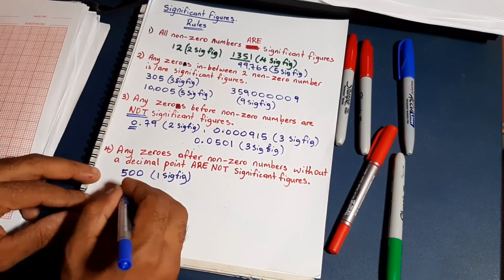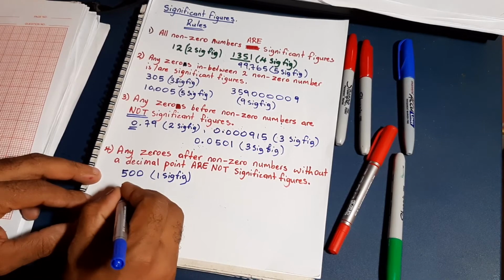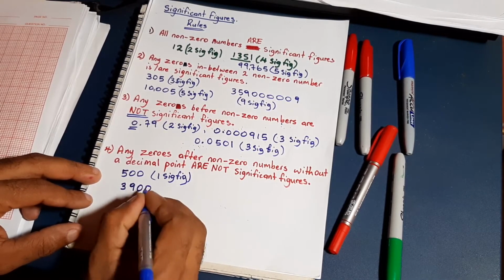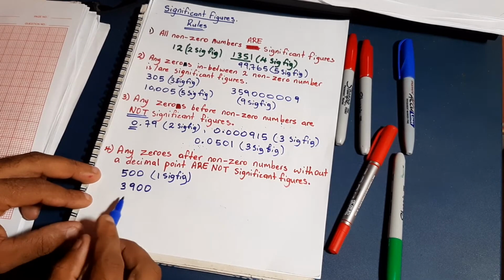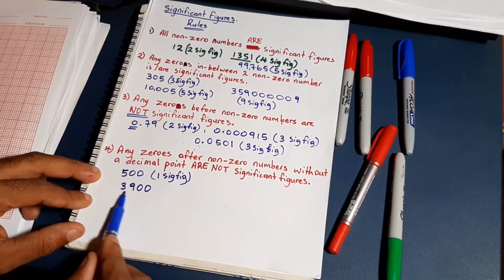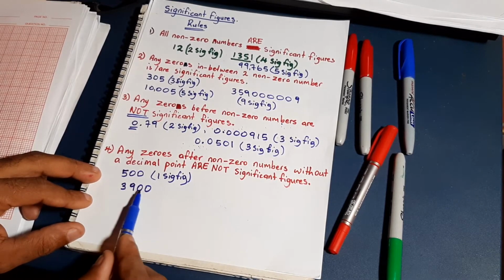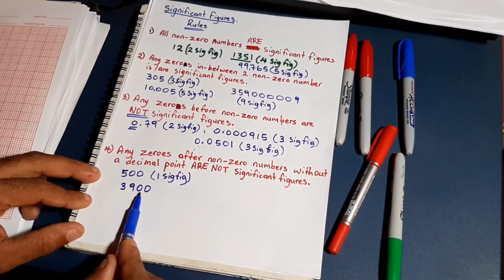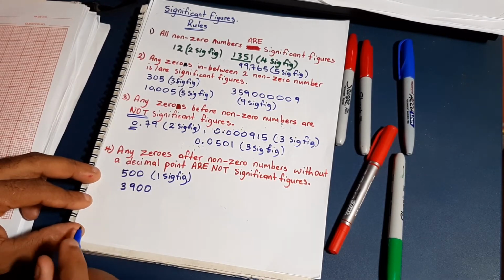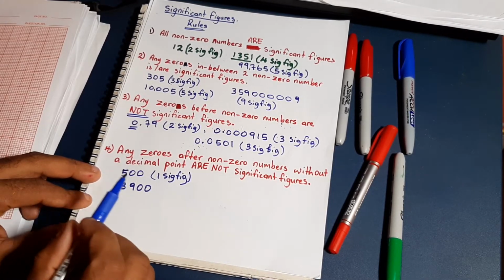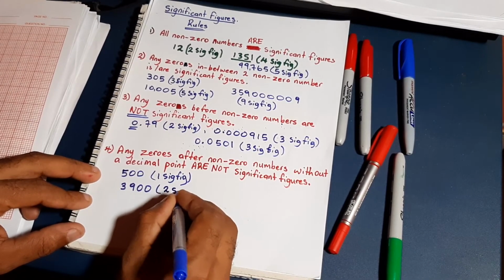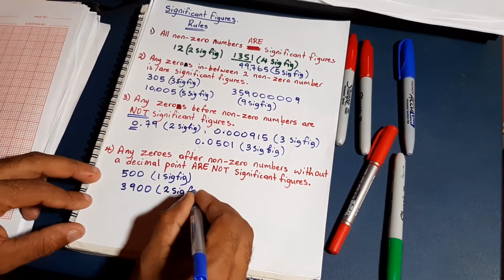Let's say for example we had 3900. Now this number, how many significant figures would this number be? This number would be only 2 significant figures, because these 2 zeros we would not consider to be significant figures, because this number does not have a decimal point. So this number is written to 2 sig fig, or 2 significant figures.